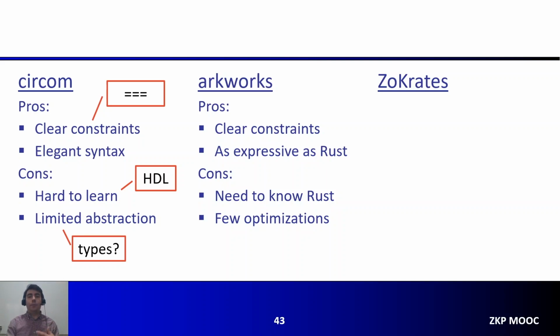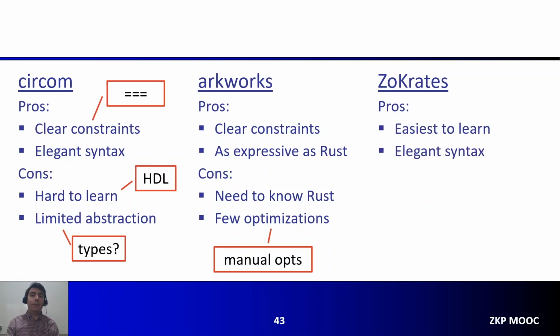The final class of tools that we looked at is the class of programming languages. We looked specifically at ZoKrates. The pro of using a programming language is that it's, out of all the options, by far the easiest to learn, because the semantics of a programming language, those are the kinds of semantics that we're used to. There are variables, there are functions, these are things that we're familiar with. Programming languages can also have very, very elegant syntax because they get to design the syntax themselves. They're not stuck to whatever Rust or whatever the host language is using.